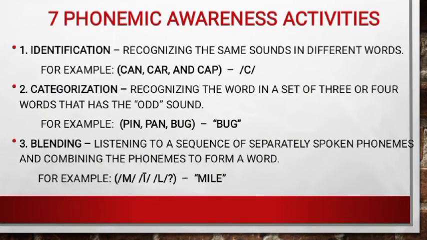So next are the seven phonemic awareness activities. These are the skills that are auditory or listening and spoken or verbal. These are spoken words requiring ears only. Number one is identification. Identification is recognizing the same sounds in different words. For example, the words can, car, and cup. What sound is the same in can, car, and cup? Of course, the first sound is k. The first sound k is the same. Tapos, number two is categorization.